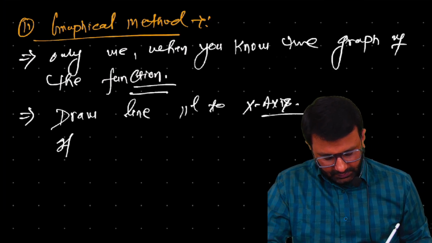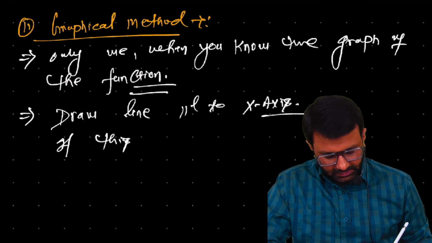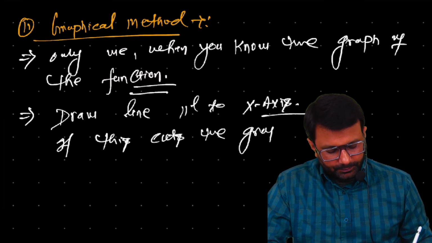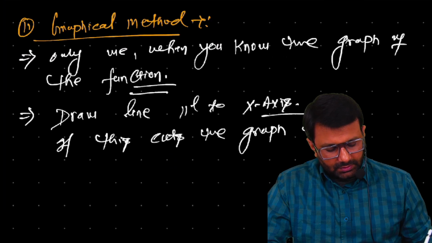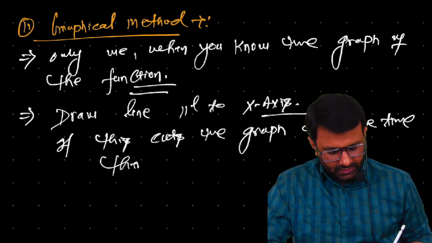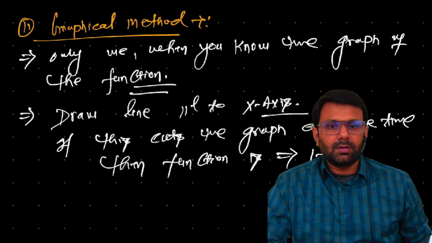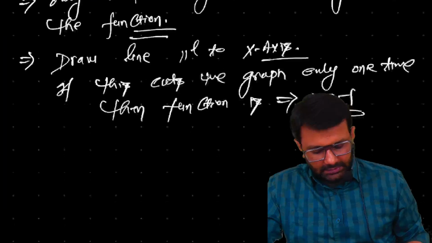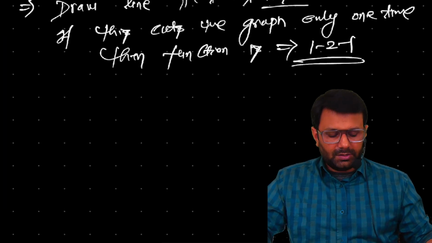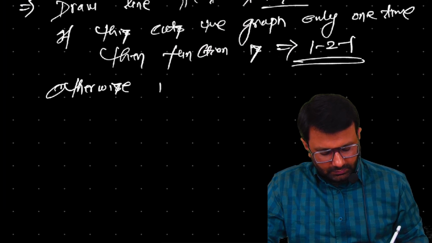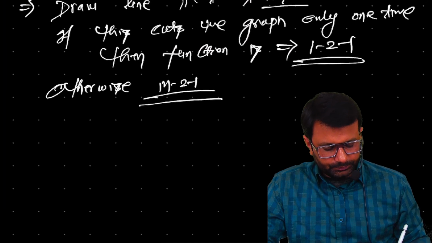So if this line cuts the graph only one time, then the function is a 1-to-1 function. Otherwise many-to-one. Clear?